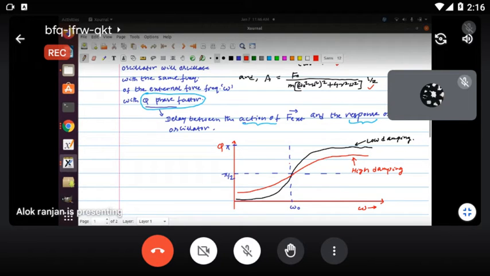So in short, what we understood is that phi represents the phase factor that explains the delay between the action of the external force and the response of the oscillator. And if the damping medium is low, the response will be fast. That means the delay will be less. As you apply the external force, the oscillator will oscillate with the same frequency and in a synchronized manner with the external force. If the damping is high, it won't be synchronized. Got it?